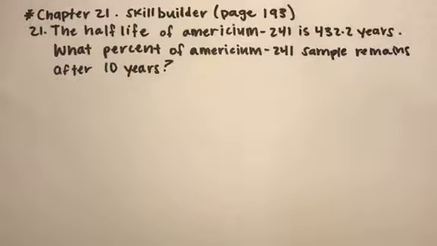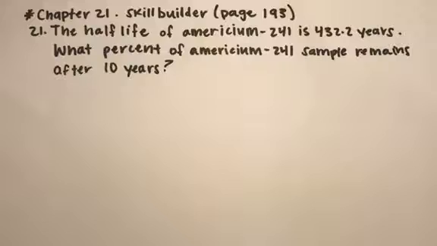Today I will be teaching you how to calculate the amount of a radioactive element that remains after a given time period. We will determine this using the half-life of a radioactive substance. The half-life is defined as the time it takes for half of the substance to decay. As an example, if an element's half-life is 1 year, after 1 year there would only be 50% of the original amount remaining. Today we will be doing Chapter 21, Skillbuilder problem number 21, on page 193 of your workbook.